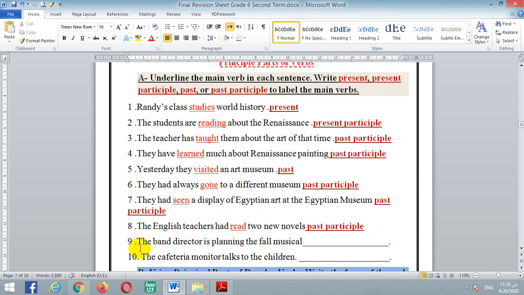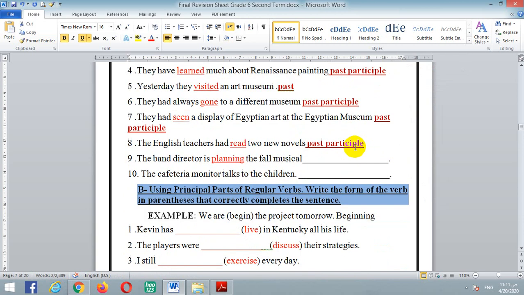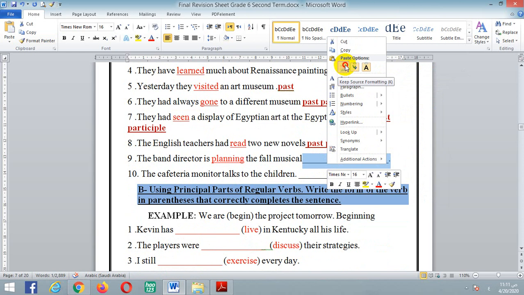Okay, yes. Number 9, the band director is planning the fall musical. Here the main verb is, yes, is is the helping verb, but planning is the main verb. So verb plus ing. So as we said before, it's a present participle. Okay, you understood, guys? Yes, it's very easy.